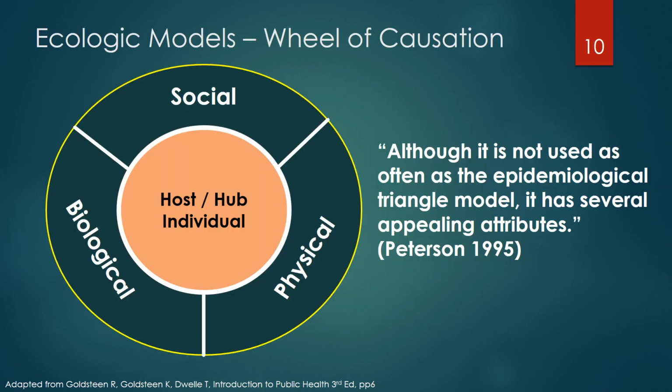The wheel of causation is another ecological model. Peterson notes, although it is not used as often as the epidemiological triangle model, it has several appealing attributes. For instance, the wheel contains a hub with the host at its center. For our infectious disease example, humans represent the host. Also, surrounding the host is the total environment divided into the biological, physical, and social areas. There are considerable interactions between the environmental areas. The wheel of causation illustrates the multiple etiologic factors associated with human infectious diseases.